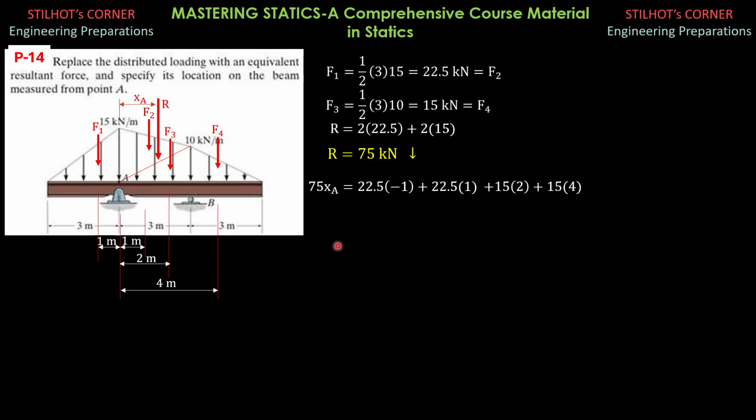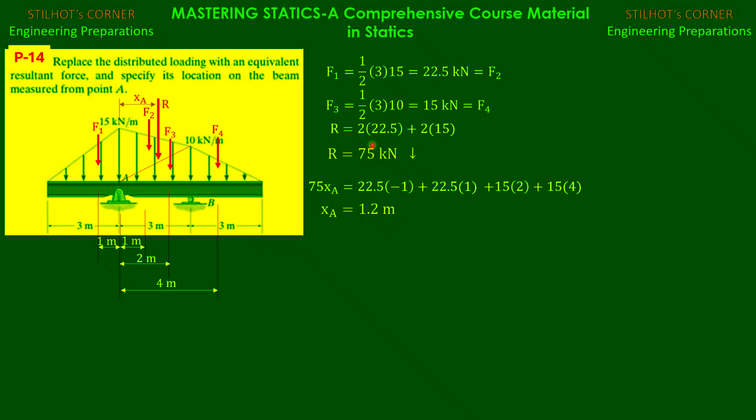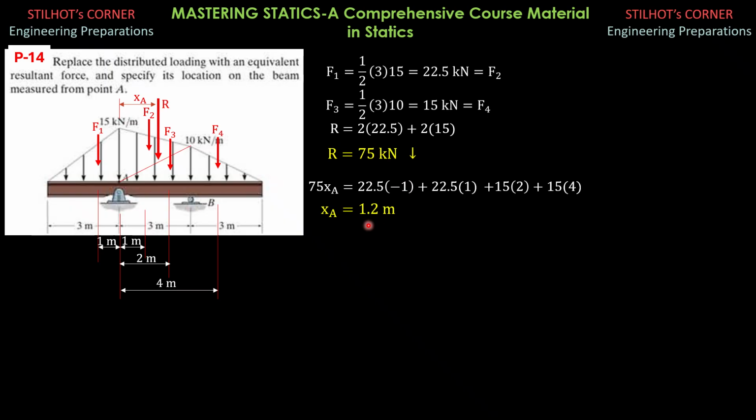We can now compute XA, and XA is equal to 1.2 meters. So the answer: the resultant is 75 kilonewtons downward, and its line of action is located 1.2 meters to the right of support A.